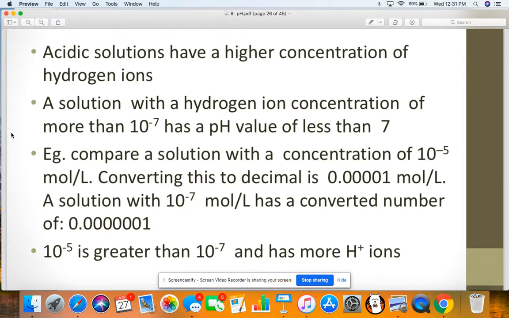One example that we might want to look at, we're going to compare a solution with a concentration of 10 to the negative 5 mole per liter, and we're going to compare that to a solution of 10 to the negative 7 mole per liter. So if you take a look, we're going to convert these numbers. Let's start with 10 to the negative 5. If we're going to convert that to decimals, that's going to look like this here. That's a very small number. If we take this and convert it to decimals, it's an even smaller number. So the higher this number is, the higher this negative exponent is, the lower the number is actually going to be, the smaller the concentration of hydrogen ions in solution.